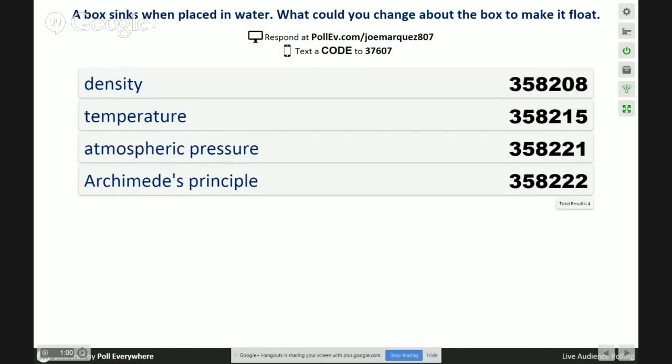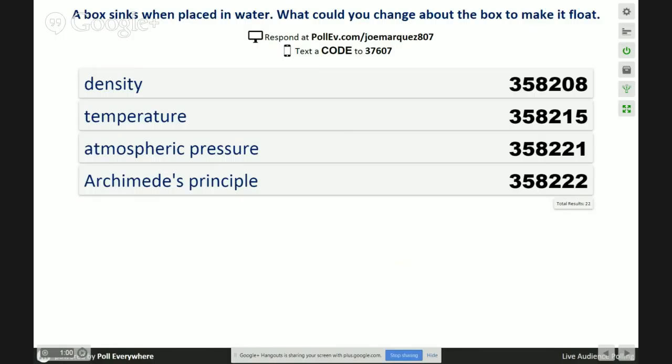A box placed in water. Now, I don't know what kind of box. It could be your toy box. It can be your cereal box, whatever. But you put the box in water and it sinks. What could you do to that box to make it float? There's 2 things you can do, but there's only one result of what you do. So that's the answer I'm looking for.